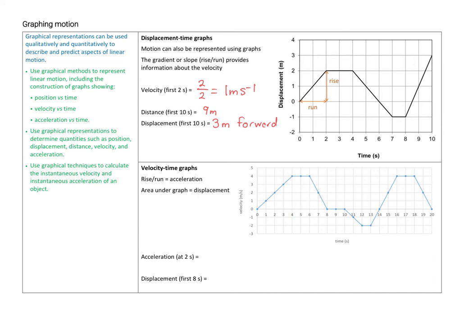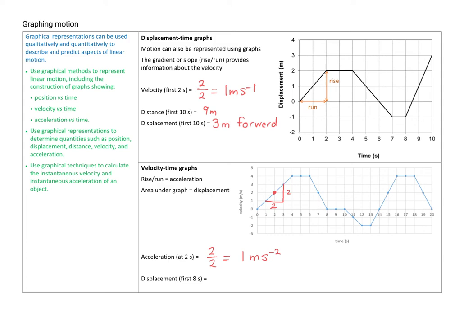So firstly, if we were going to work out the acceleration at 2 seconds, so the acceleration at this point here, well, the slope is constant through there. So we can do this anywhere. Let's do it there. The rise is 2, the run is 2, the acceleration is equal to 1 metre per second squared, that's the scientific notation. So there's our acceleration.